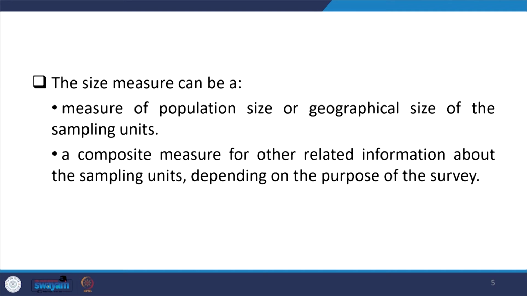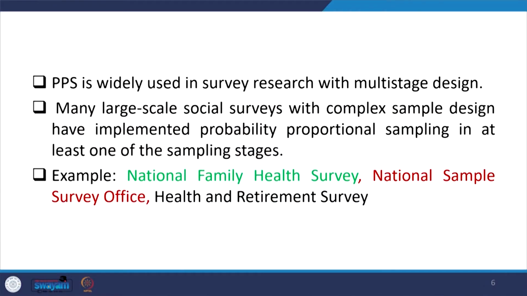The size measure can be a measure of population size or geographical area or geographical size of the sampling unit. A composite measure of other related information about the sampling units, depending on the purpose of the survey, is also considered in the PPS. PPS is widely used in survey research with multi-stage design. Many large-scale social surveys with complex sample design have implemented probability proportional to size sampling in at least one of the sampling stages. For example, PPS is used in the National Family Health Survey NFHS, the National Sample Survey NSS, and the Health and Retirement Survey as well.